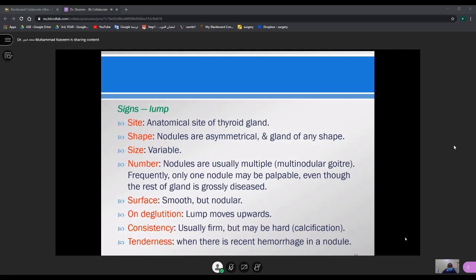Surface will be smooth but nodular. On deglutition, it will move upward. This is the conformity, as I said earlier. Consistency is usually firm. It may become hard if there is calcification in long-standing cases. Tenderness, when present, indicates recent hemorrhage into a nodule.